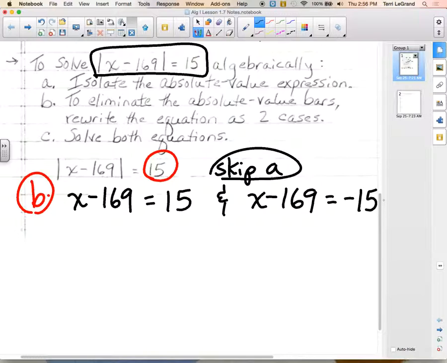So when we eliminate those absolute value bars, we're saying, you know what? I'm going to set this equal to any number that has that distance. Are those the only two? Okay, then now we're ready to move on to step C. Step C says, solve both equations. Go ahead and solve those. You already know how. You don't need me to talk you through it. At least I hope we don't.